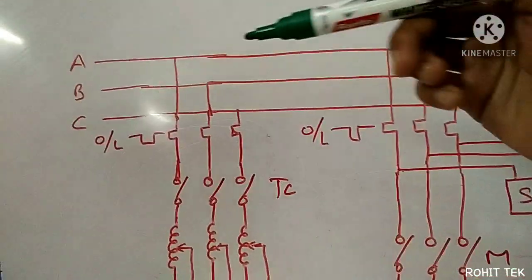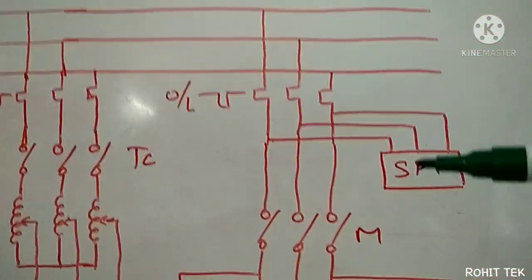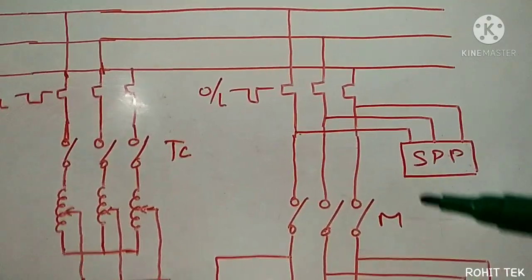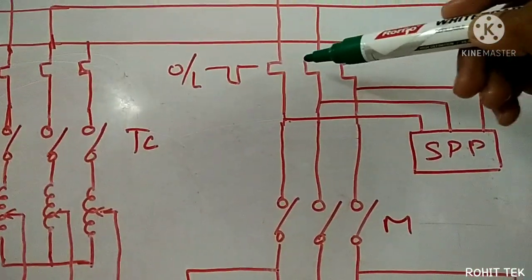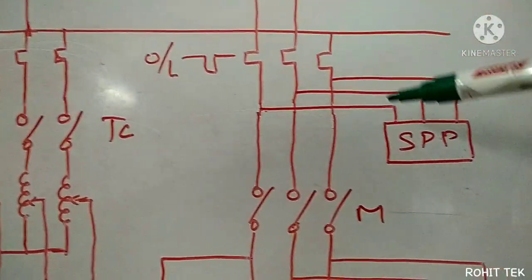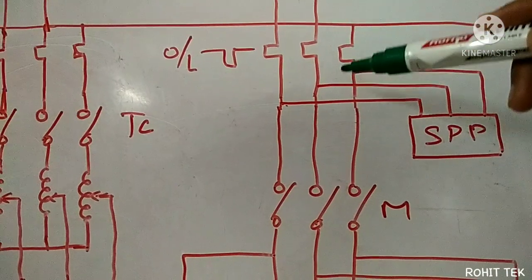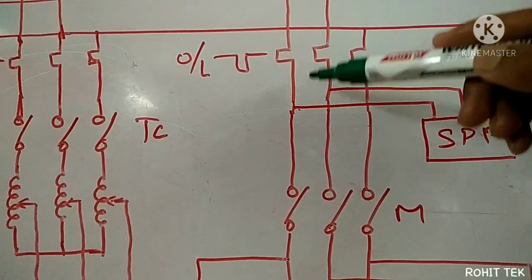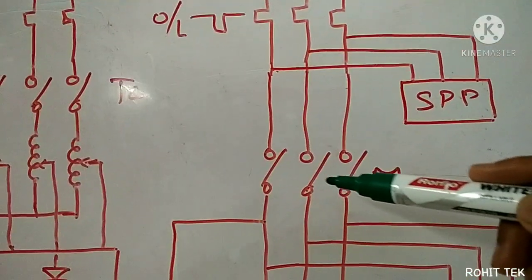See, from the three-phase bus A, B, C, I've taken tappings. At first, I've inserted an overload relay, then a single phasing preventer. The three phases are coming via the overload relay to the contactor.